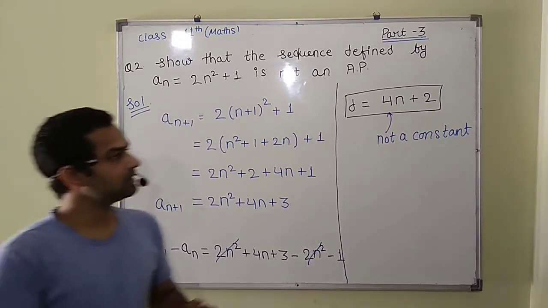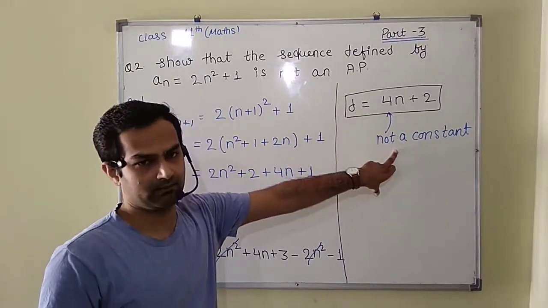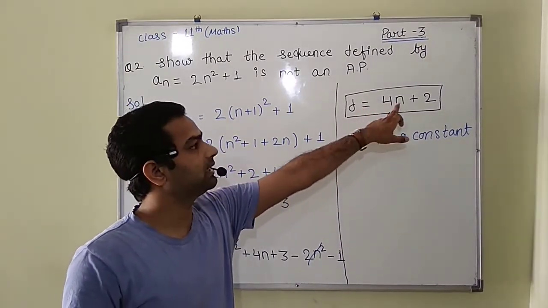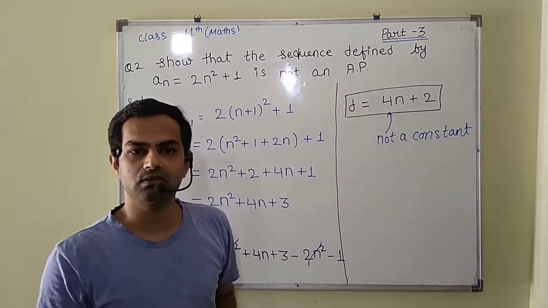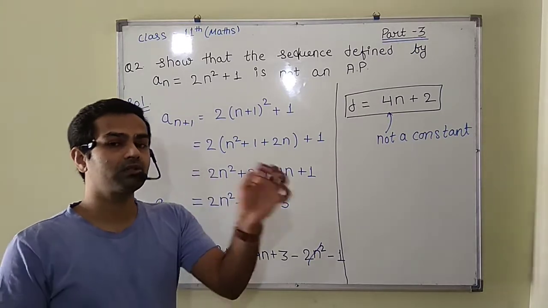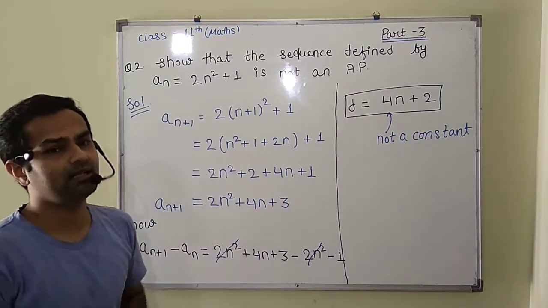So here you can see that the value of d is not a constant, because the value of d depends on the value of n. So if n is different, the value of d is also different. So here the difference is not common. It means this is not an AP.